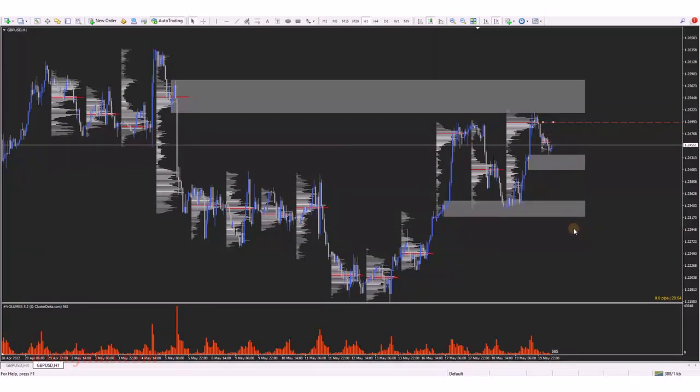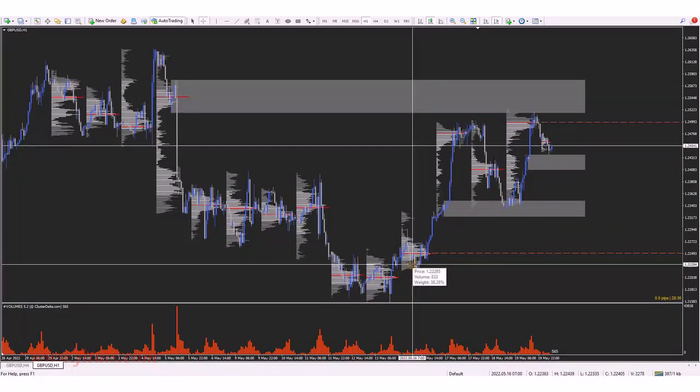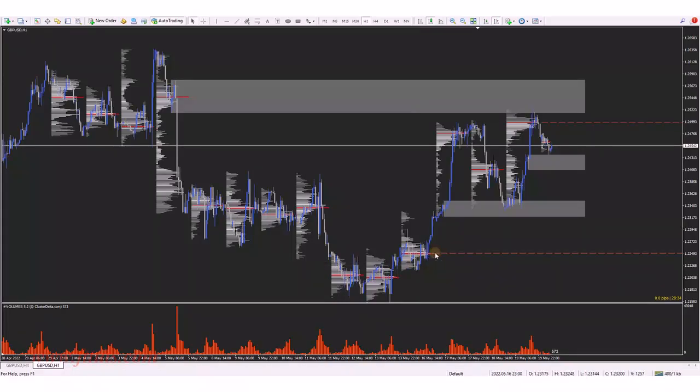Great. This one from 2 days before was already broken, some retest and nothing special here also. So what I'm looking for is the point of control still untouched, untested. So this one is from 16th.